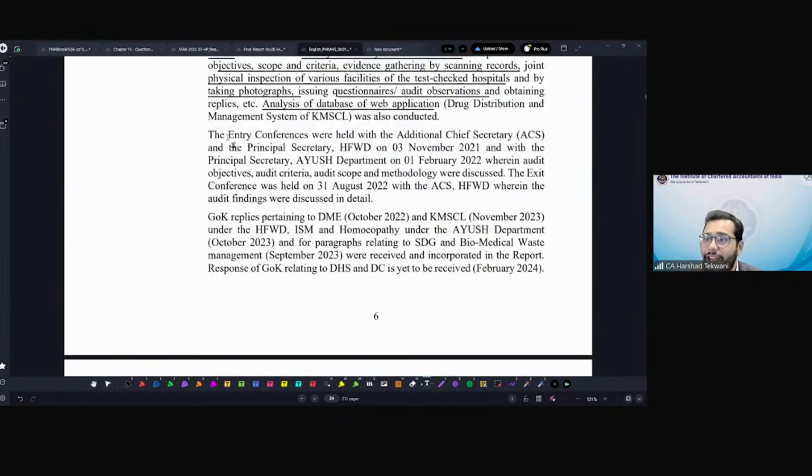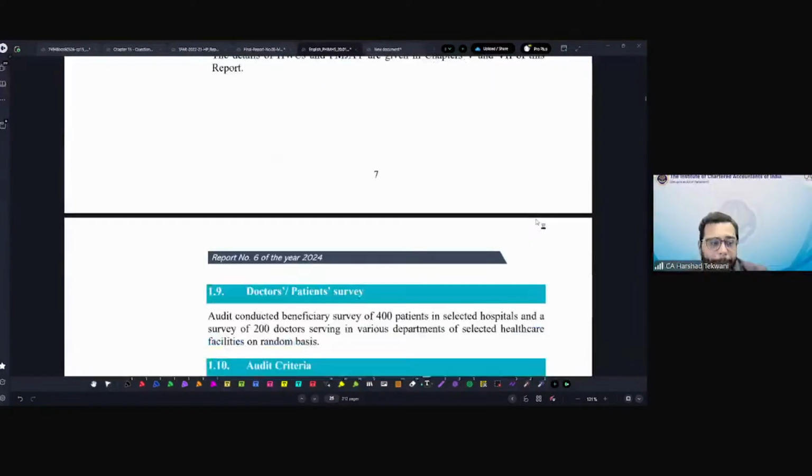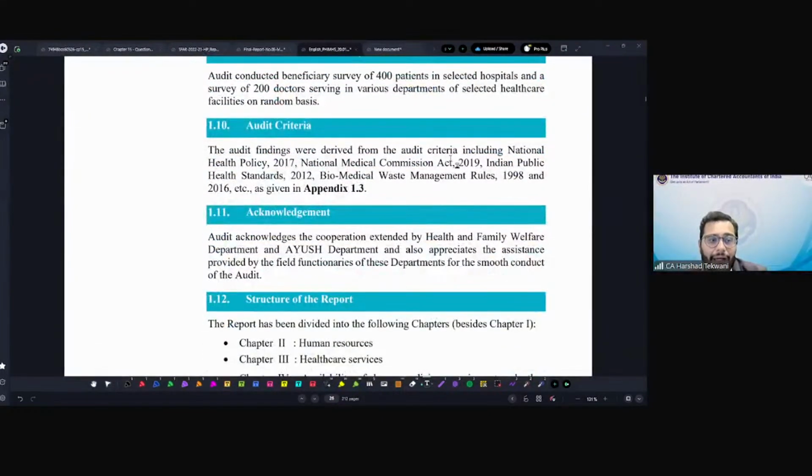Entry conference. What was the entry conference? Communication to those charged with governance. Absolutely yes. So they are talking about communication with those charged with governance. When it was held on the third, they have provided the dates. And then whether they have considered some additional reports, like the internal audit report. Consideration of this report is a kind of consideration of internal audit reports. And then you have the audit criteria.